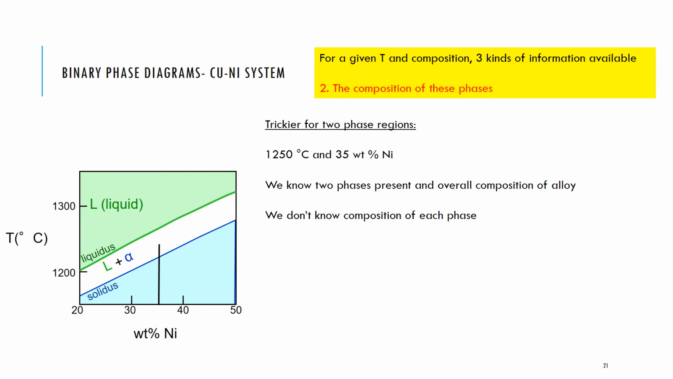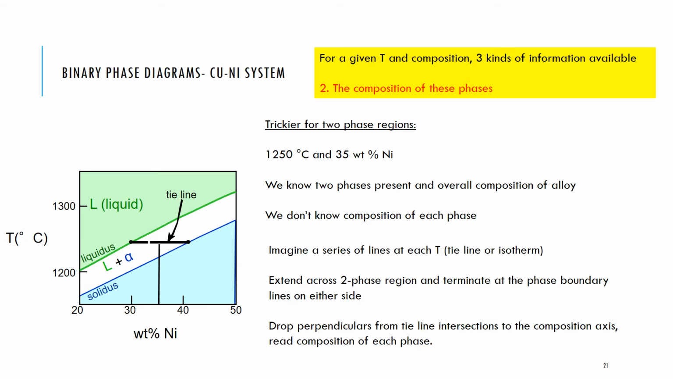It becomes slightly trickier when you have a two-phase region. So let's go back to 1250 degrees Celsius and 35 weight% nickel. I know that I have two phases present, and I know the overall composition of the alloy is 35 weight%, but I don't know the composition of the liquid phase, and I don't know the composition of the alpha solid phase. So what I've got to do is imagine that there is a tie line. We sometimes call this an isotherm, and we extend that tie line across the two-phase region at the temperature we're at, and we terminate it at the phase boundary line on the other side. So in this case, we terminate our tie line at the liquidus line and the solidus line.